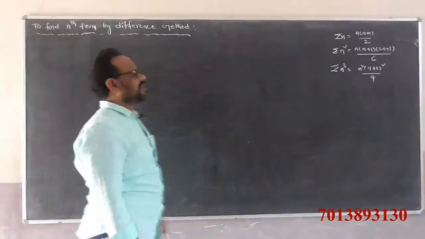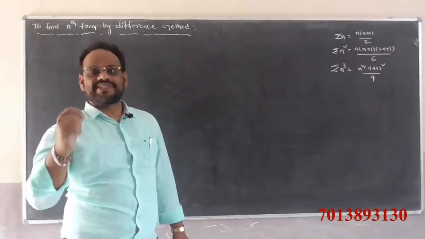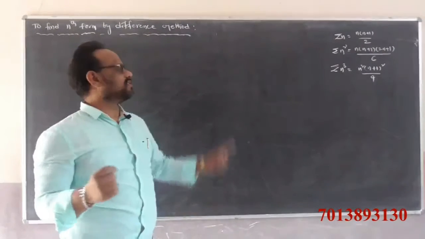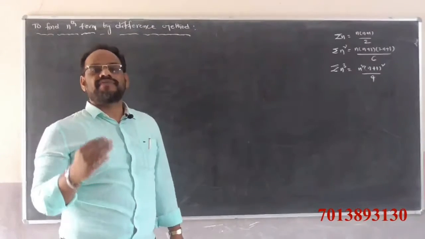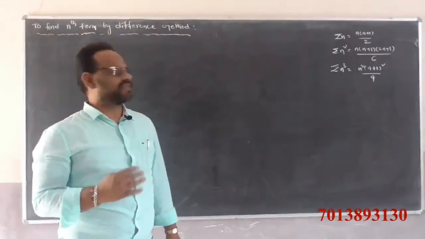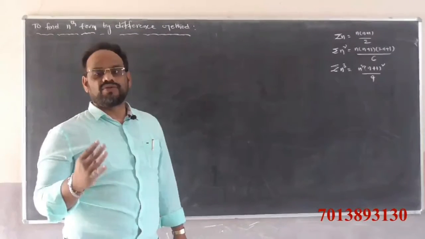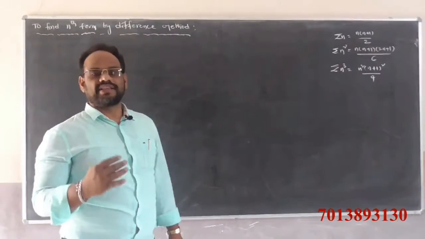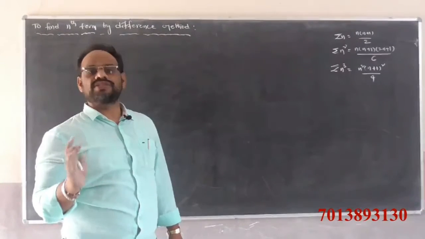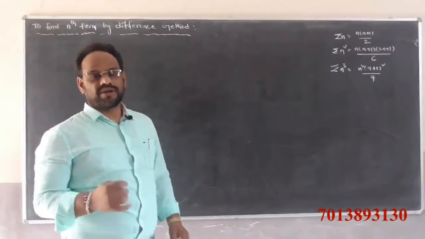These are the formulas. Sigma n, the sum of the first n terms, is n into n plus 1 by 2. The sum of the squares, 1 square plus 2 square plus 3 square plus 4 square up to n square, is n into n plus 1 into 2n plus 1 by 6. The sum of the cubes of the first n natural numbers, 1 cube plus 2 cube plus 3 cube and so on up to n cube, is n square into n plus 1 by 4.